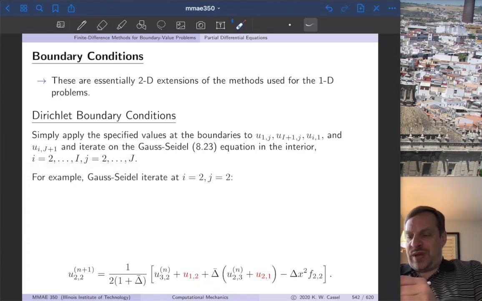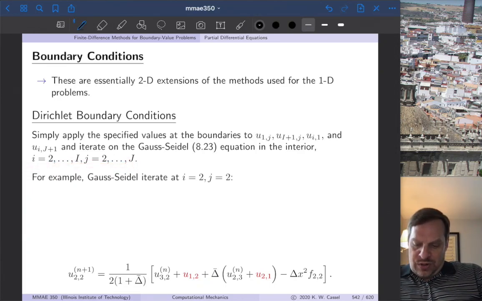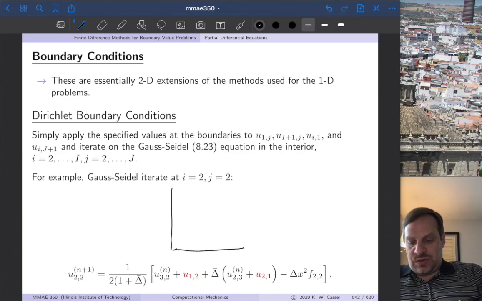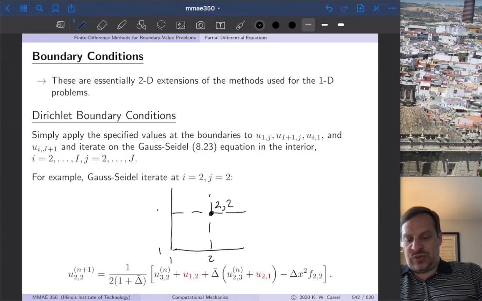So for example, what happens is if you are in the lower left-hand corner, so if you're at the 2, 2 point, so you're at 2, 2, i is equal to 2, and j is equal to 2.